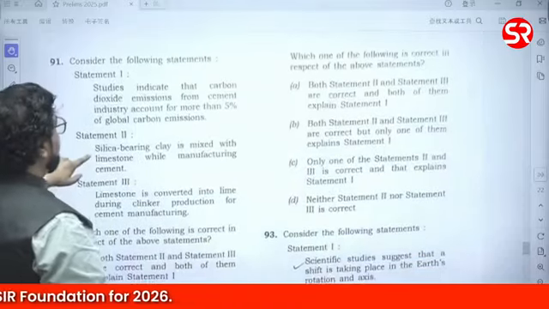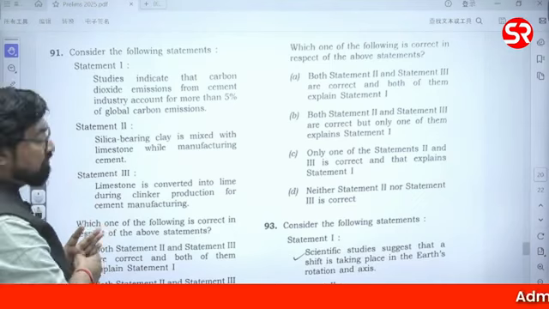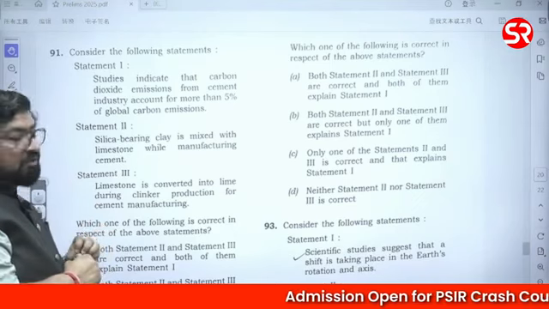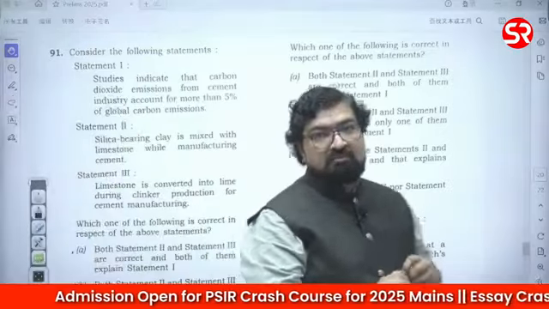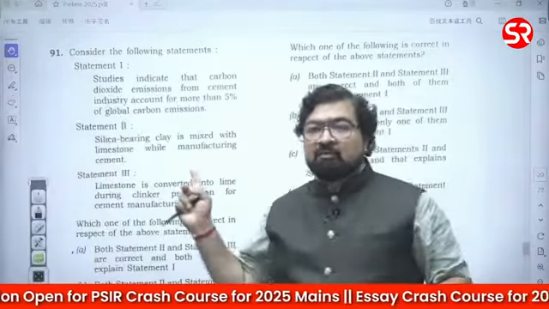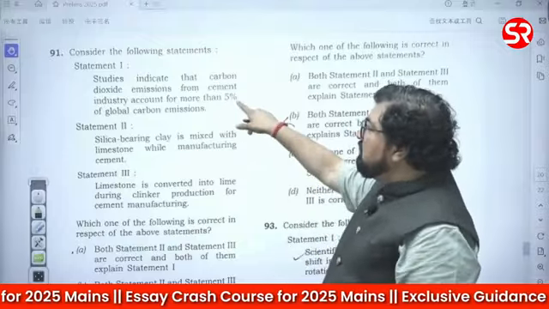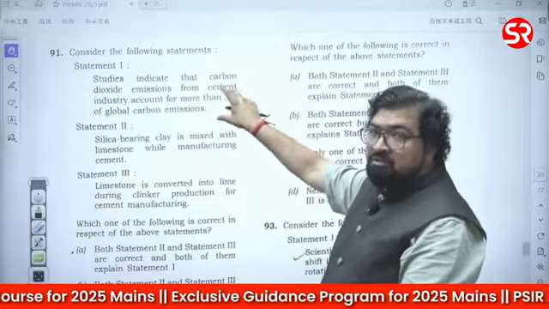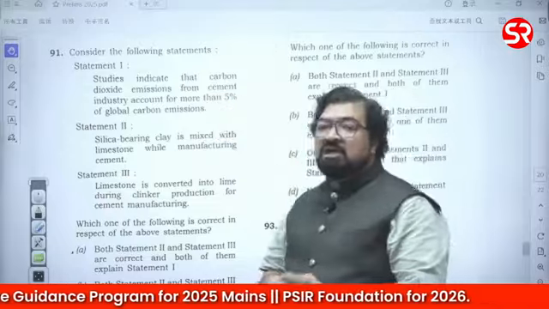Now coming to this part, question number 90 I have already covered. Question 91 I have already discussed in my environment discussion. In the environment segment, you will find I have already covered this, but still I will just discuss it. That is about cement manufacturing. Studies indicate that carbon dioxide emission from the cement industry accounts for more than 5% of global carbon emissions.